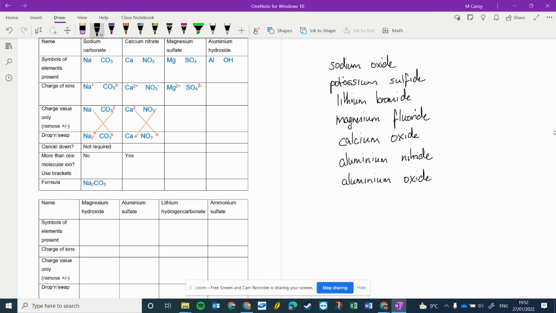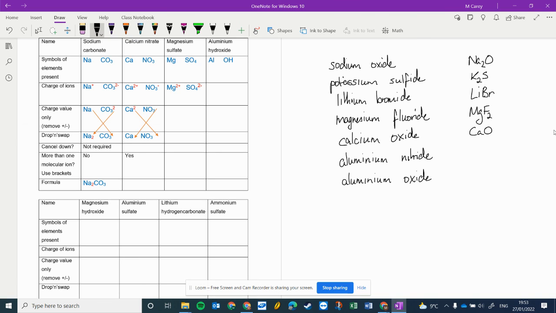All right, so sodium oxide is a group 1 and a group 6, so you need 2 sodiums for every oxygen. Potassium sulfide, that's like sodium oxide, it's a group 1 and a group 6, so you're going to need 2 potassiums for every sulfur. Lithium bromide is a group 1 and a group 7, so they will react in a 1-to-1 ratio, and you'll have LiBr. Magnesium fluoride. Magnesium is group 2 and fluorine is group 7, so they'll always react in a 1-to-2 ratio. Calcium oxide is a group 2 and a group 6, so they will always react in a 1-to-1 ratio.